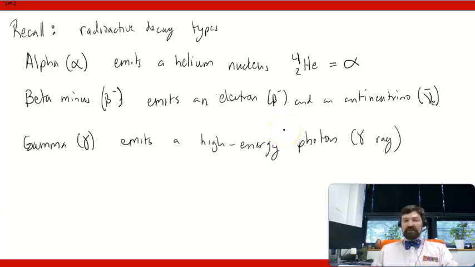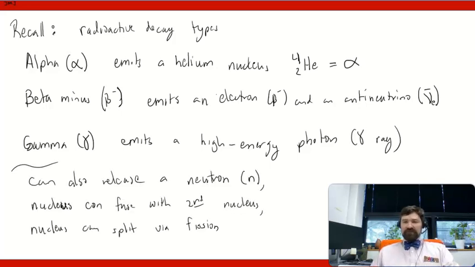The third type that we discussed was the gamma emission, in which the nucleus emits a very high energy photon called a gamma ray and relaxes to a lower energy state. Now there are, of course, other types of radioactivity. For example, a neutron can be released. That often happens in fusion reactions.